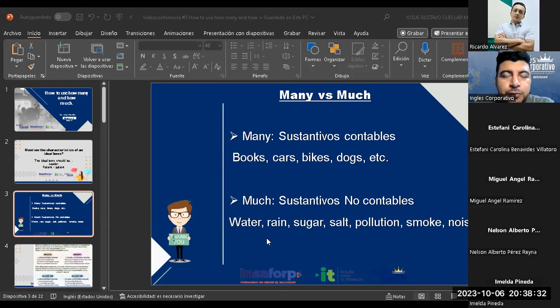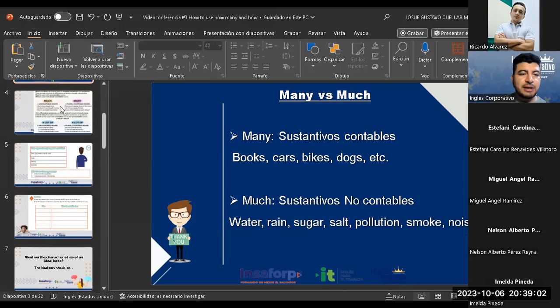Rain, la lluvia, sugar, decimos una cucharada de azúcar, spoon of sugar, una libra de azúcar, ¿verdad? No decimos un azúcar, dos azúcar, ¿verdad? Tenemos salt, que es sal, pollution, la contaminación, smoke, que es el humo, noise, que es el ruido, ¿ok? Repito, many, much, significan lo mismo, significa mucho, pero many es para sustantivos contables, much para sustantivos que no son contables. ¿Ok? Seguimos acá.